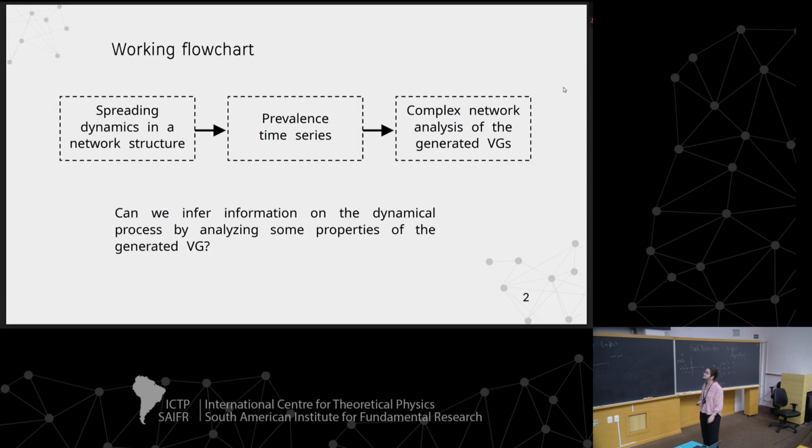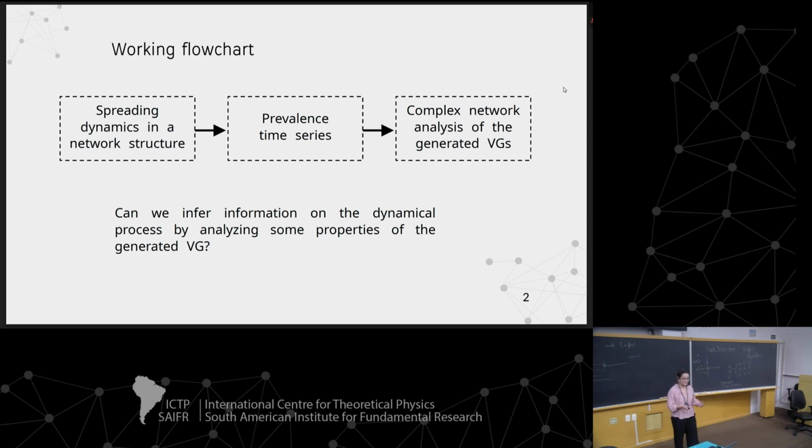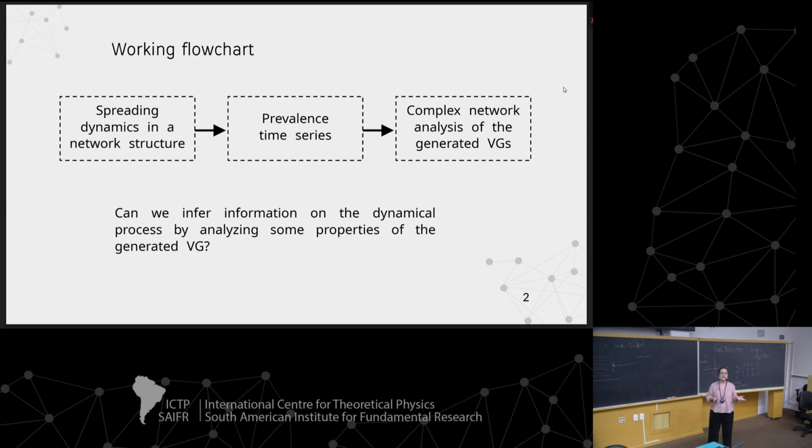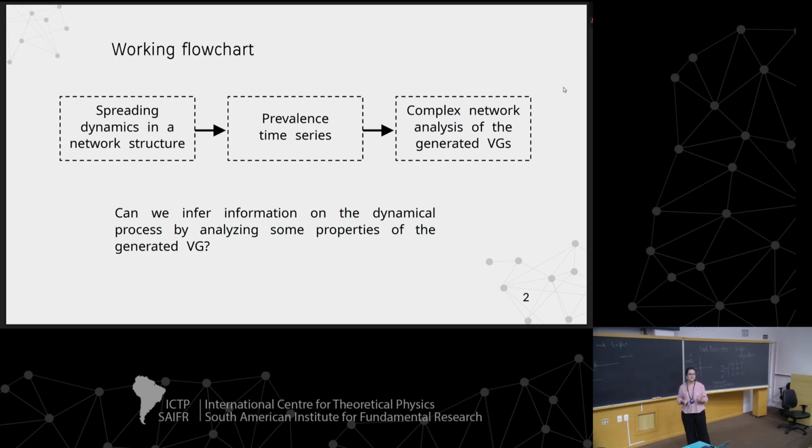And I'll start with this flowchart to explain how we do that. We start by running a spreading dynamics, which can be any kind of dynamics from which you can generate a time series, right? But we choose to study spreading processes. So we run a spreading process on top of a network structure, right? Then you generate this prevalence time series. I will go into details of what each step is. And from this prevalence time series, you generate visibility graphs and make complex network analysis in these visibility graphs.